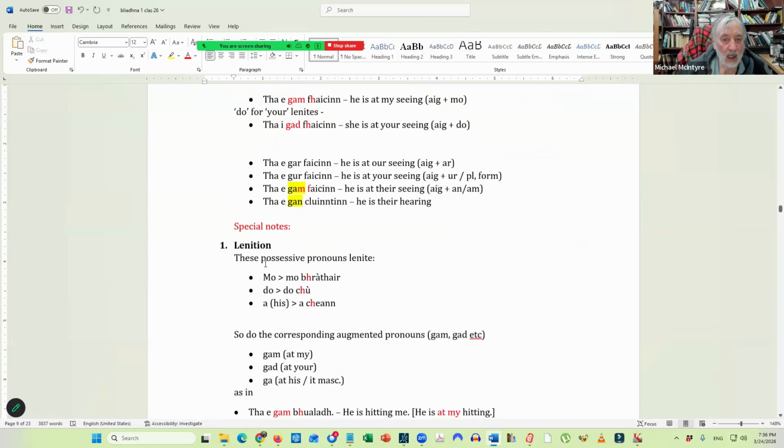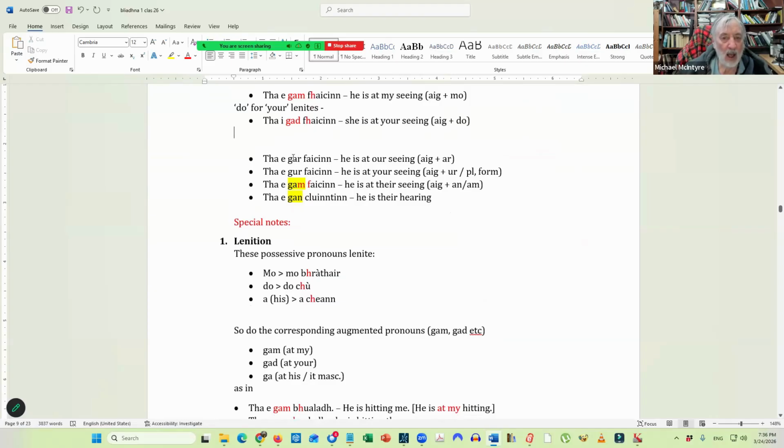All right, and then we don't have any of these issues with the plurals. Haigar fechen, he is at our seeing. Haigur fechen, your plural, he is at your seeing. Haigum fechen. So note, this is how we tell the difference between gam echen, between seeing you and seeing them.